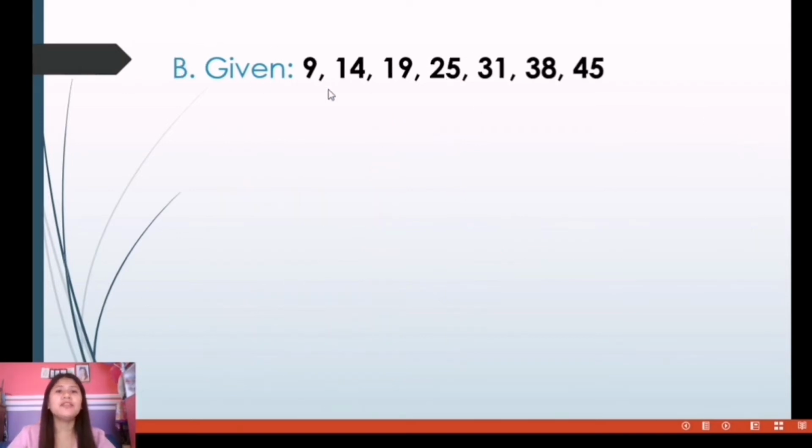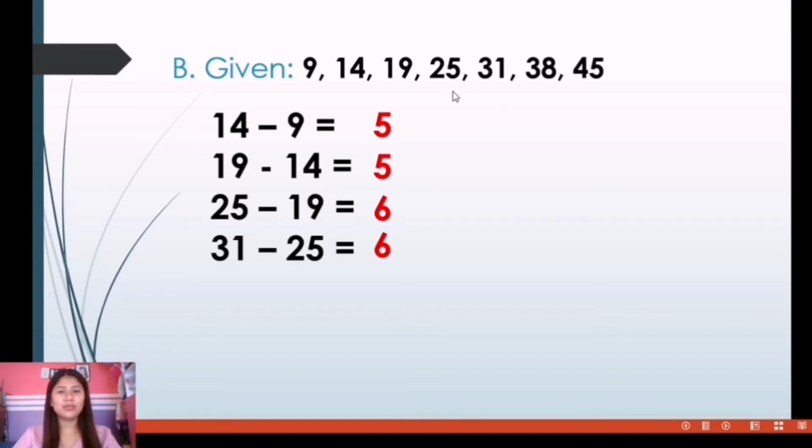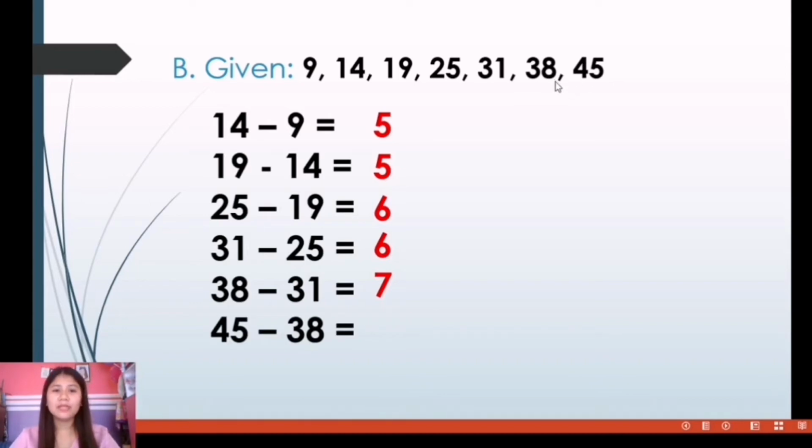Next, we have the given 9, 14, 19, 25, 31, 38, and 45. Okay? So the difference between their succeeding terms will be as follows. 14 minus 9 equals 5. Next is 19 minus 14 equals 5. Next is 25 minus 19 equals 6. Next is 31 minus 25 equals 6. And then 38 minus 31 equals 7. Then 45 minus 38 is equal to 7.